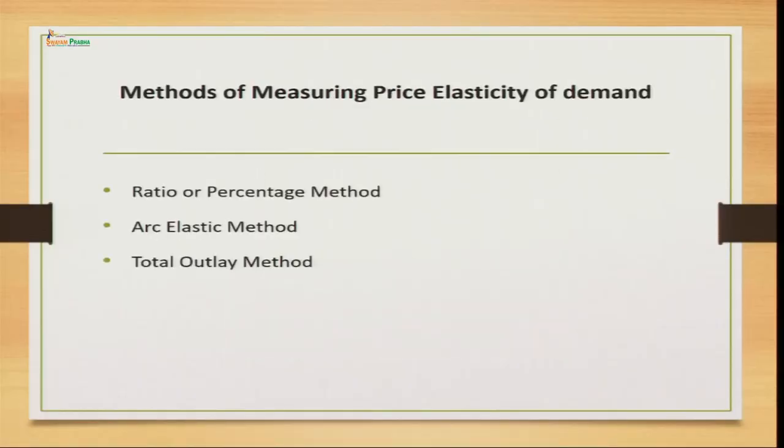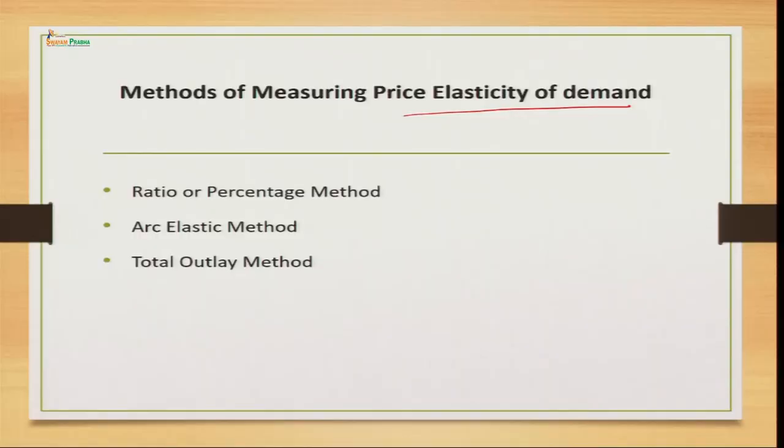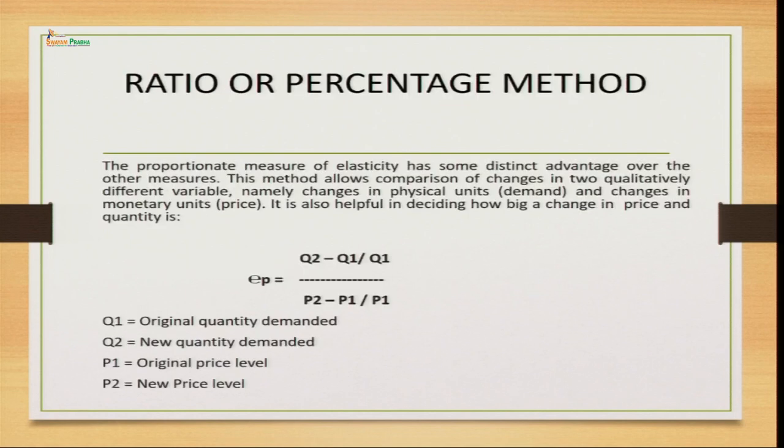Next topic we are going to talk about here is the methods, right? What are the methods through which we can calculate this price elasticity of demand? We have seen the degrees, how price is affecting the demand of commodities differently depending upon the nature of that commodity. So here we have 3 methods which we are going to discuss for calculating the price elasticity of demand. The very first method is called the ratio or percentage method. Then we have the arc elasticity method, and the third one is the total outlay method.